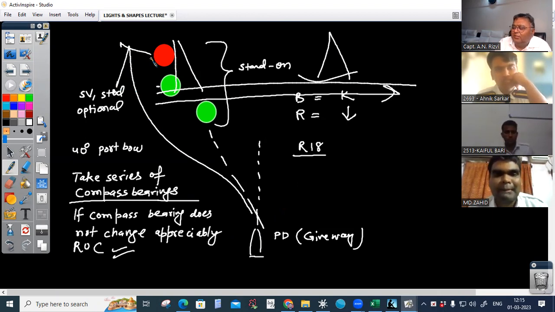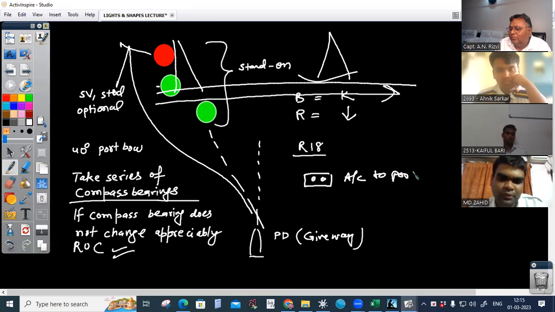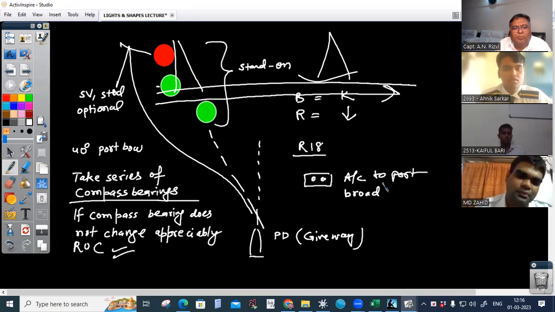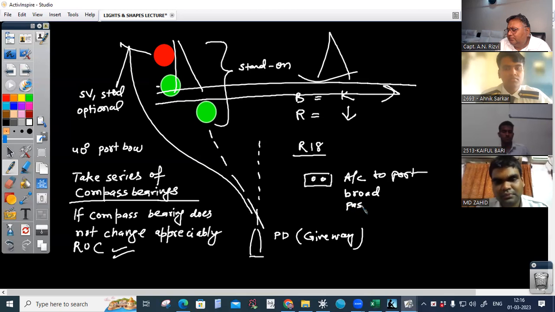Yes, sir. So what action will you take? Alter course to port, sir. Sound two short blasts and alter course to port. And then what are you supposed to do? Alter course to port and pass astern, sir. Make a broad alteration and pass round the stern. Make sense? Yes, sir.